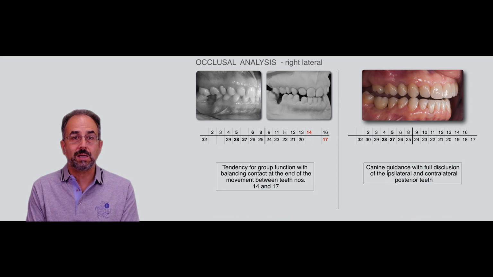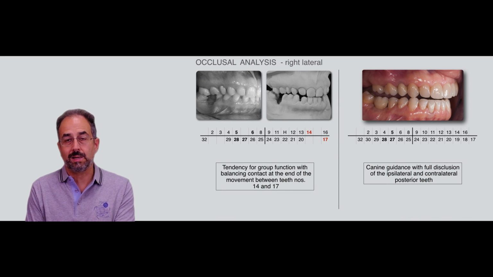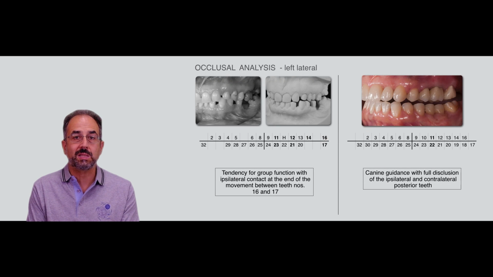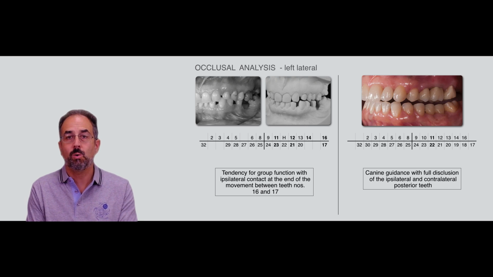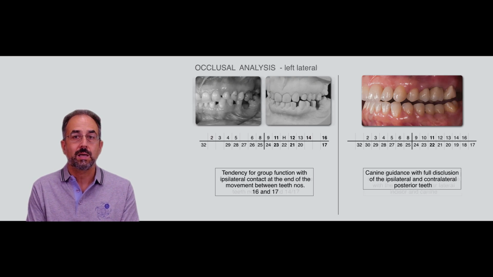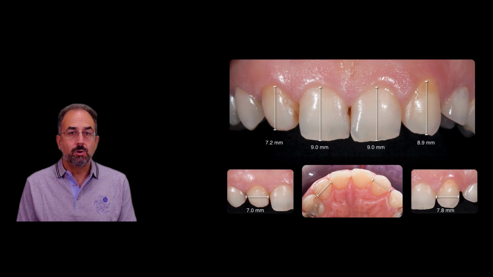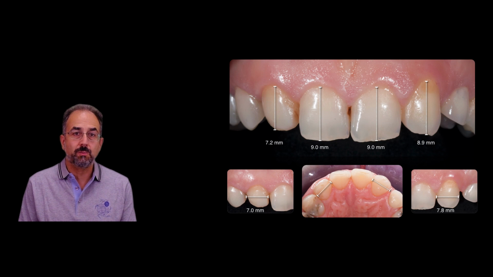The right lateral movement is a pure canine guidance, and the same can be said for the left lateral movement. Again, a canine rise that excludes all posterior teeth, both on the working and non-working side. And in protrusive, there is a tendency to have the teeth on the right side guide more than on the left side.